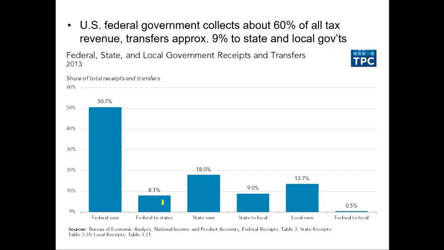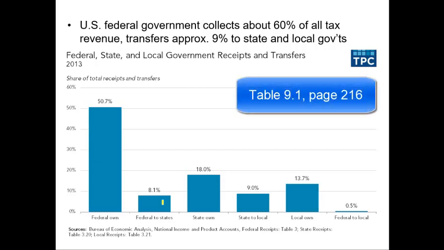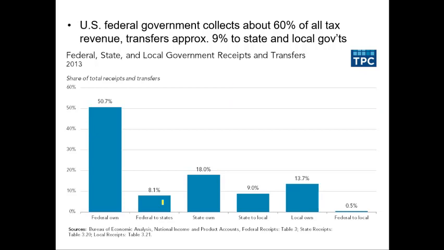You can see in the book there is a chart that talks about the percentage of revenue collected by different levels of government. The United States, for example, perhaps because of its federal system, collects about 60% of all tax revenue and then transfers about 9% of that back down to the state and local governments. That is somewhat in line with Table 9.1, which is from 2010. This is from 2013, so you'll see slightly different numbers here. But the federal government on its own collects 50% of the revenue and then transfers 8% of it back to states and about 0.5% of it back to the local jurisdictions.